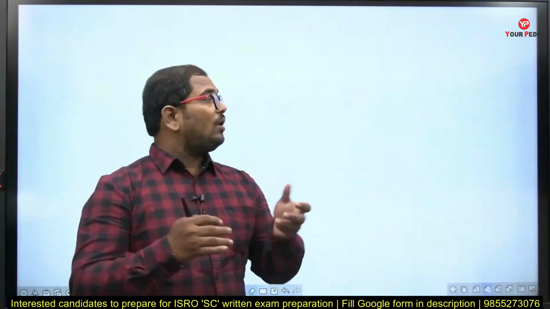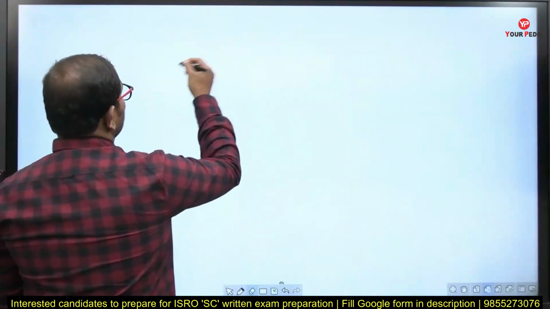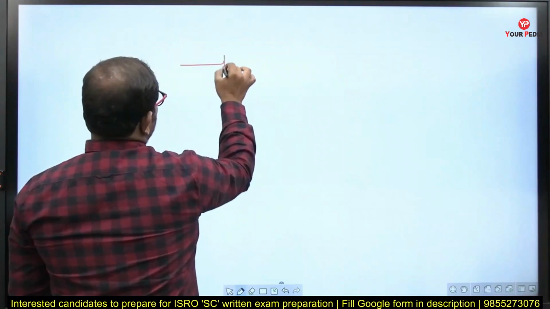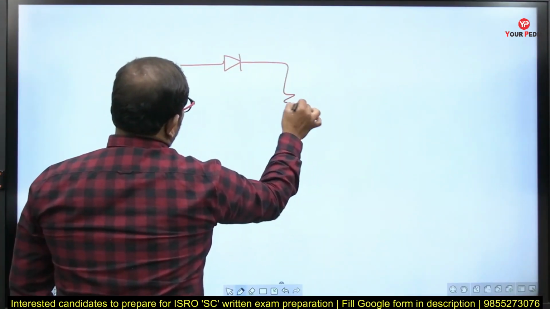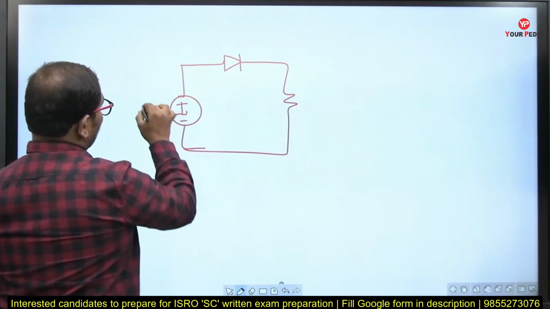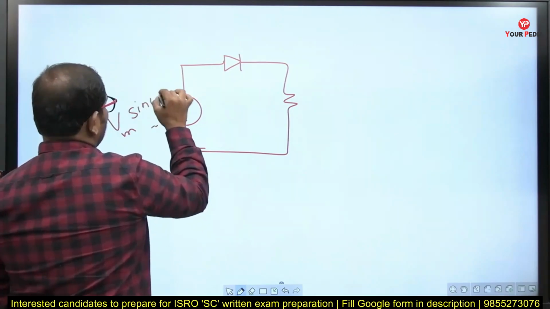Before starting this topic, as you already know about this, because you have already studied this kind of topic in your analog electronic circuits. I'll take a simple half wave diode rectifier with a pure resistive load, and connect it to a voltage source, that is Vm sin omega t.